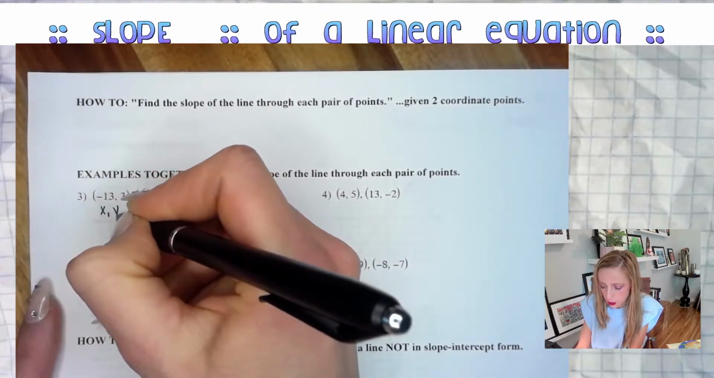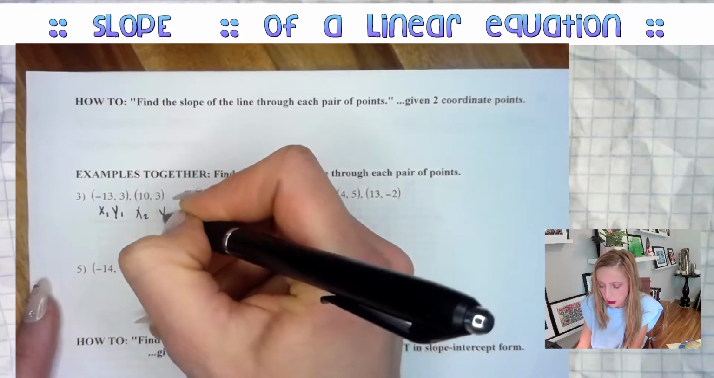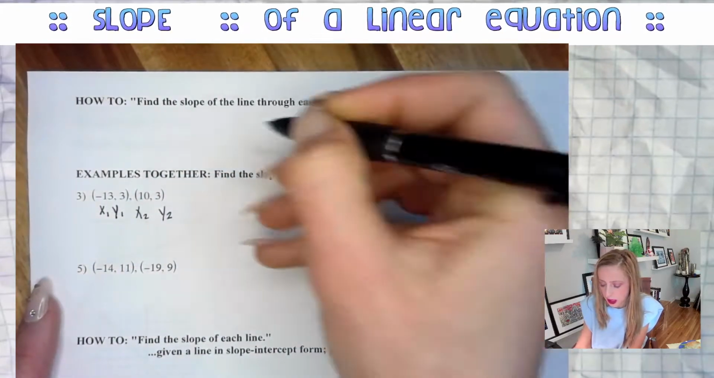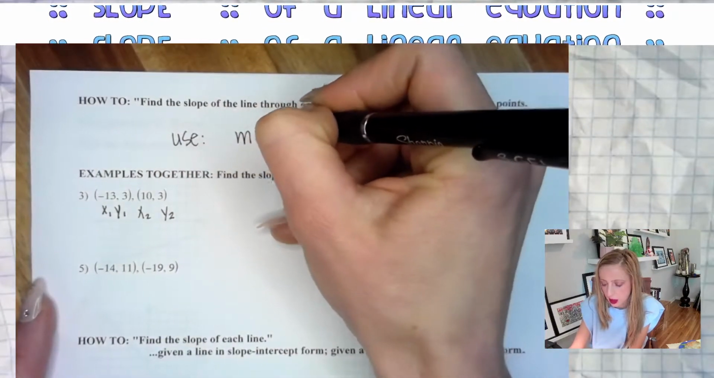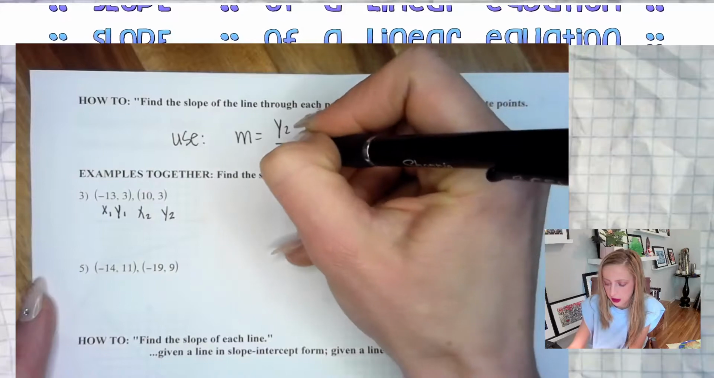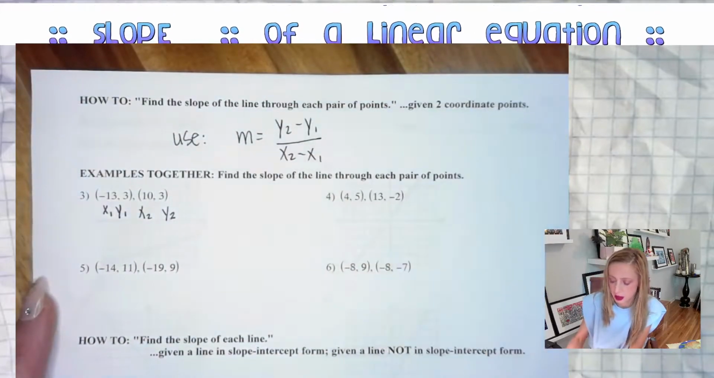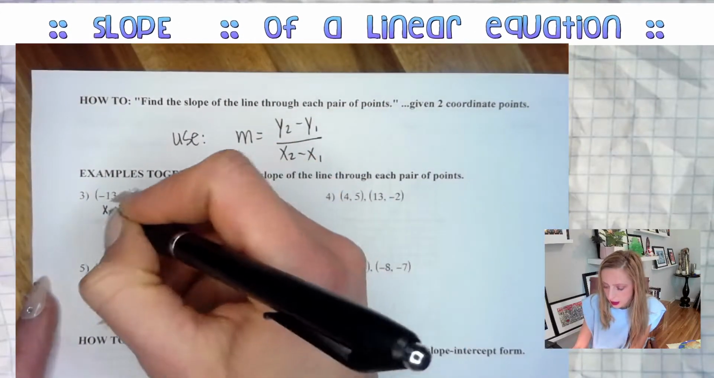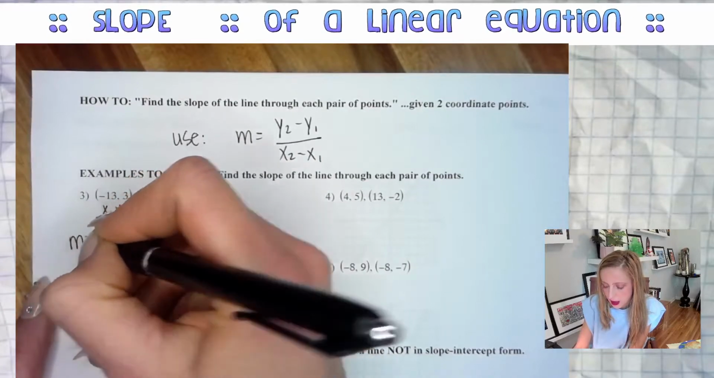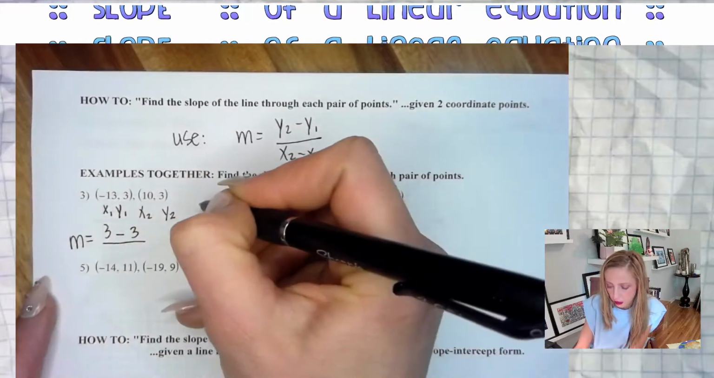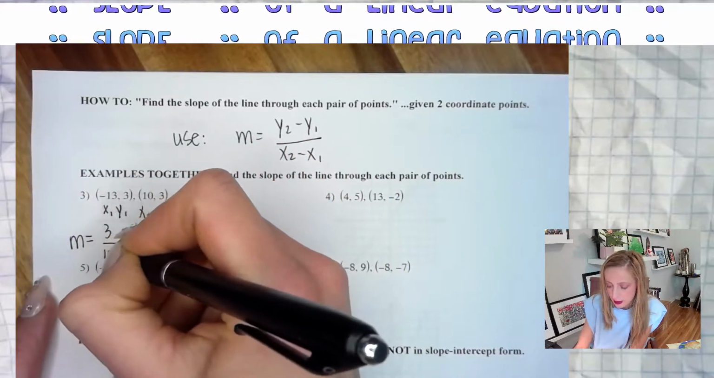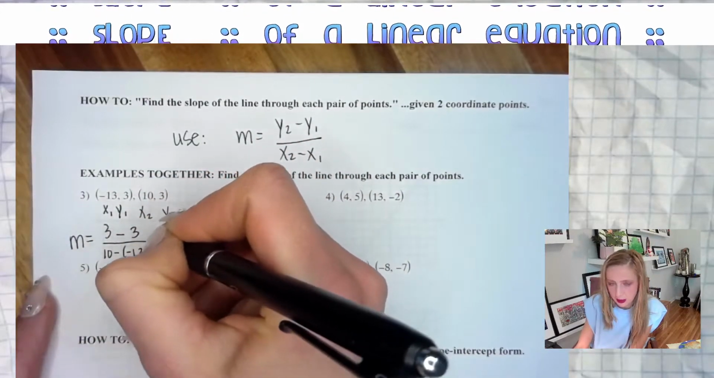Label x1, y1, x2, y2. So you're just going to use the formula. Use m equals y2 minus y1 over x2 minus x1 right there. Okay? Now we fill in. m equals 3 minus 3 over 10 minus negative 13.